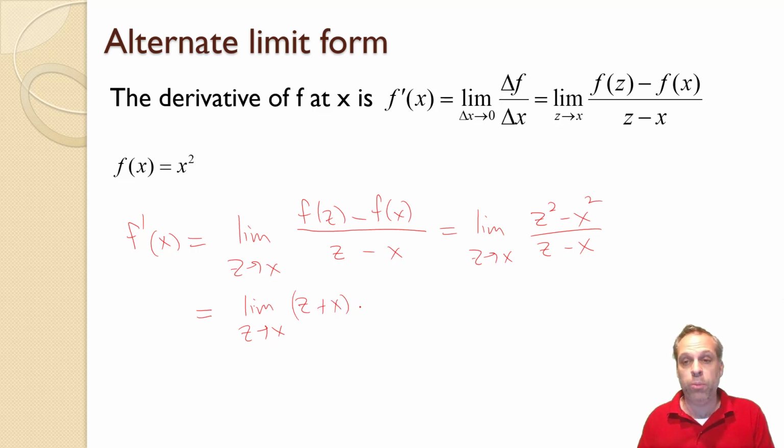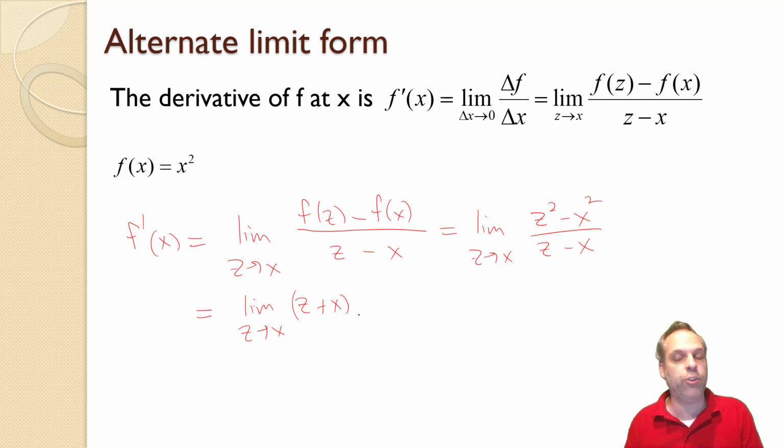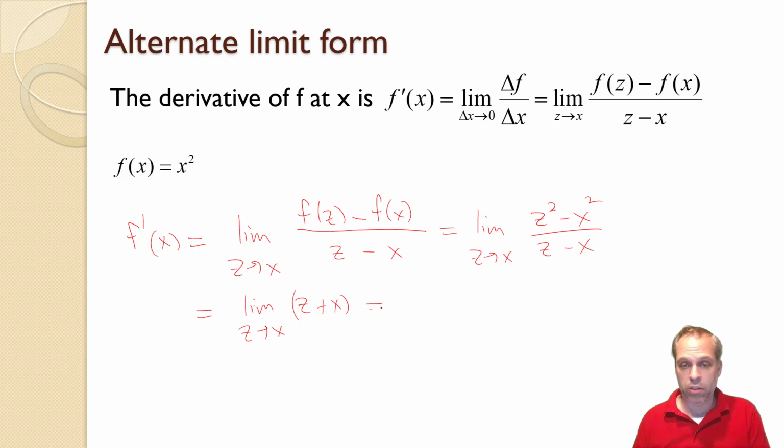That is a polynomial in z. z is the actual variable changing. x is constant. So that's certainly a continuous function in z. So I just plug in x for z to get x plus x, which is 2x. So the derivative of x squared in terms of x must be 2x.